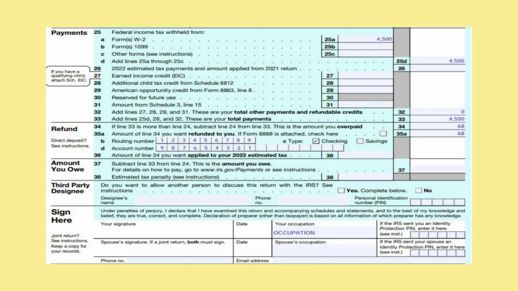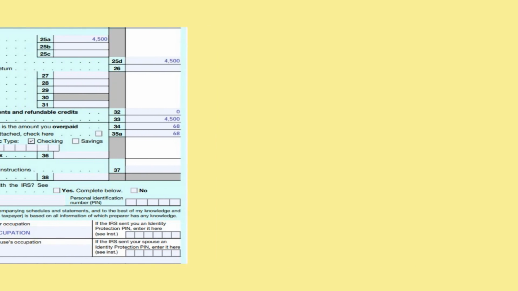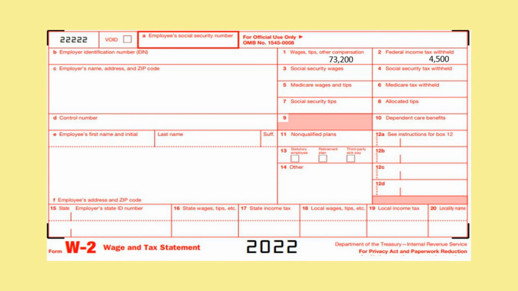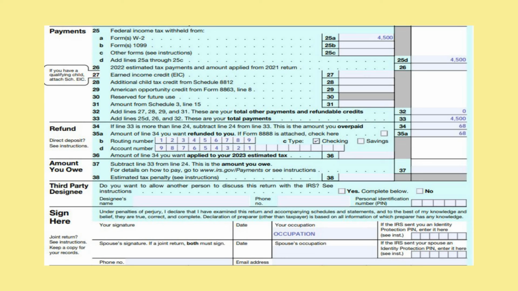On line 25A, put the amount of your federal income tax withholding from Form W-2 box 2. In our example, it is $4,500. Carry that down to line 25D. Enter 0 on line 32 as you don't have any other credits or withholding. On line 33, your total payments would be $4,500. Subtract line 24 from that amount to arrive at $310 for an overpayment. Since you'd want that refunded to you, place that amount on line 35A.